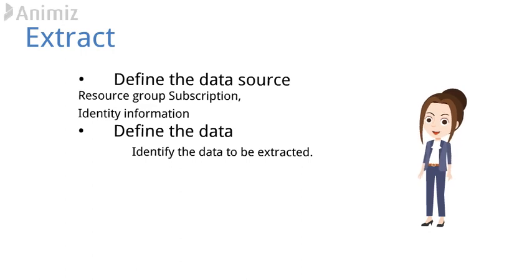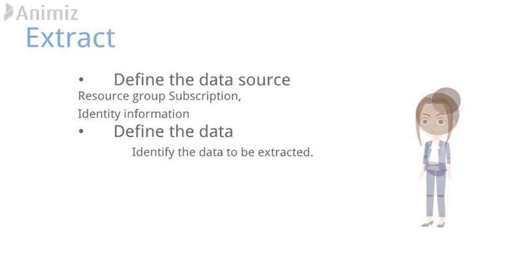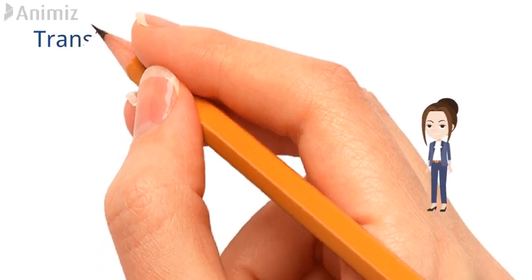In define the data source, identify source details such as the resource group, subscription and identity information such as a key or secret. Then we will define the data. In this, identify the data to be extracted. Define data by using a database query, a set of files or an Azure Blob storage name for Azure Blob storage. Then we will see transformation.